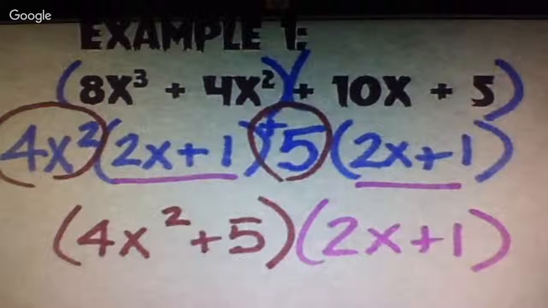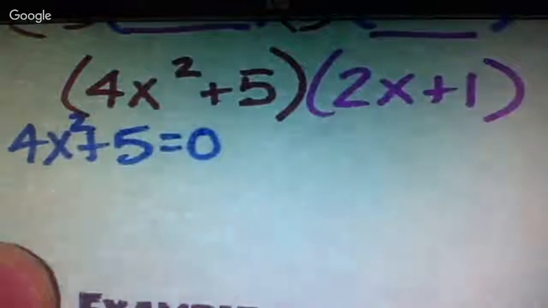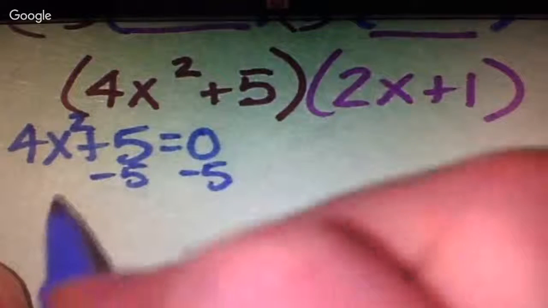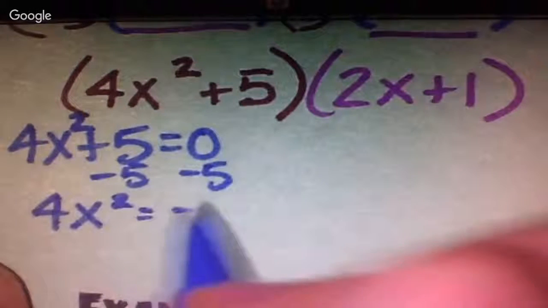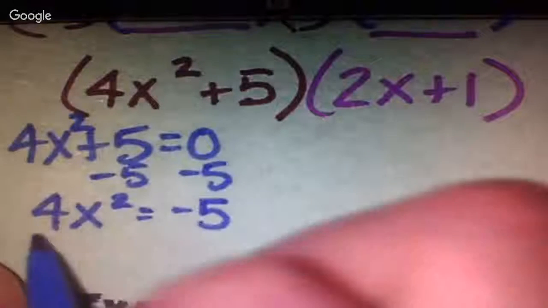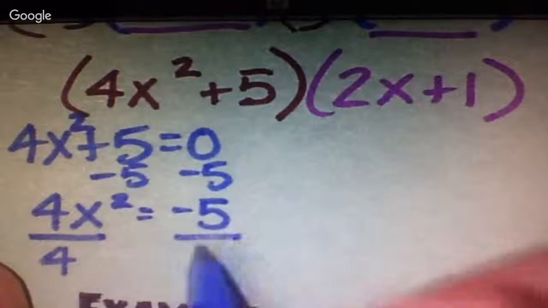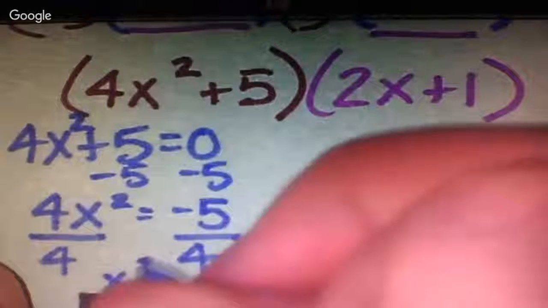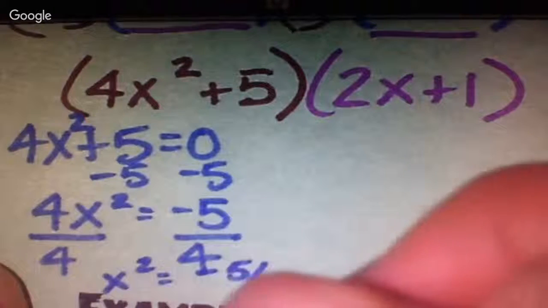Now, if they asked you to solve this, solving means I take both of these and set them equal to 0. So if they ask you to solve, you would set 4x squared plus 5 equal to 0. You would subtract 5 from both sides. You get 4x squared equals negative 5. You would divide both sides by 4, and you get x squared equals negative 5/4.